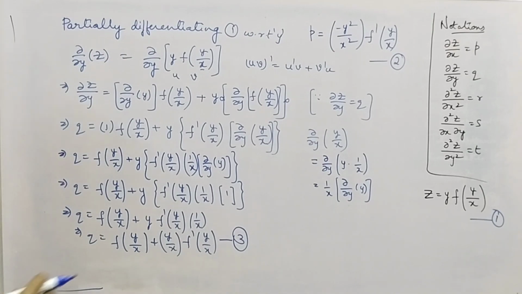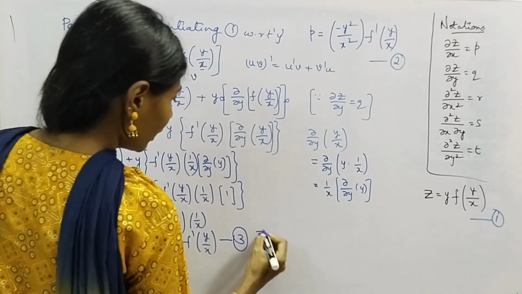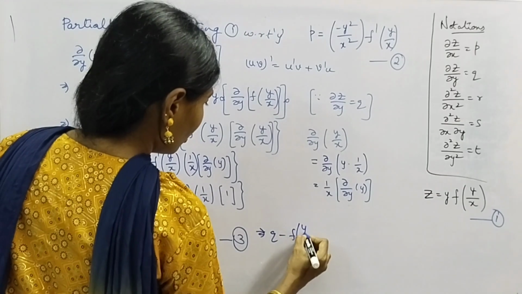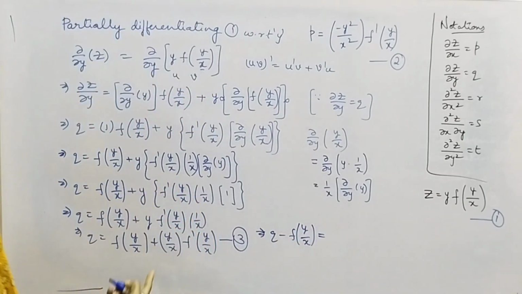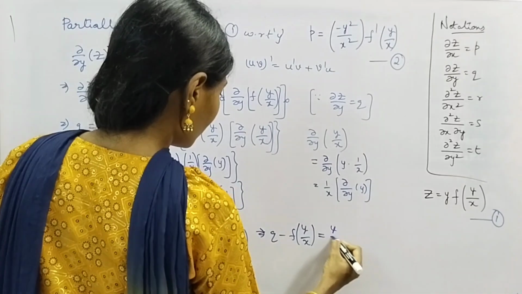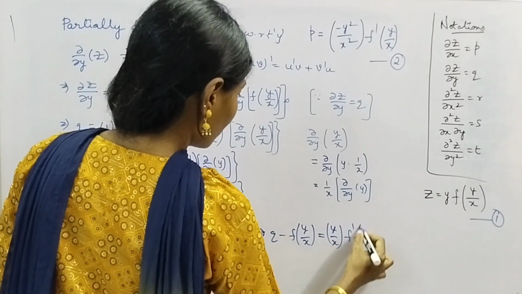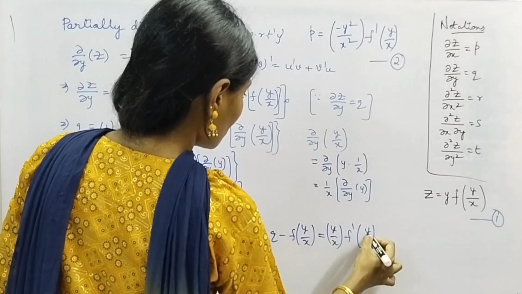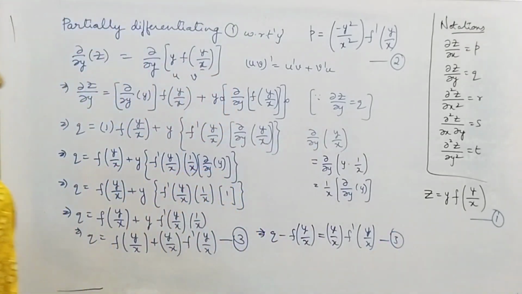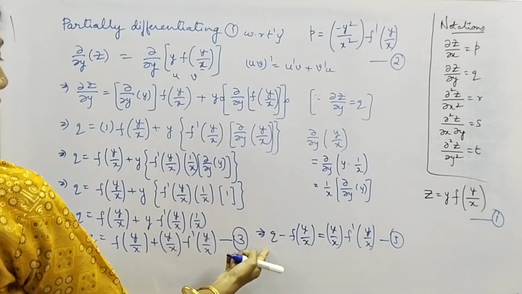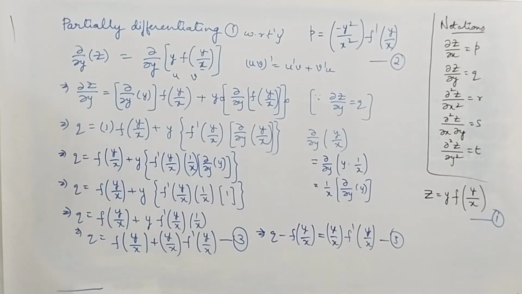Or we can write the same equation as q minus f of y by x equal to y by x into f dash of y by x. Consider this as equation 3. Now, using 2 and 3, we'll find the partial differential equation.